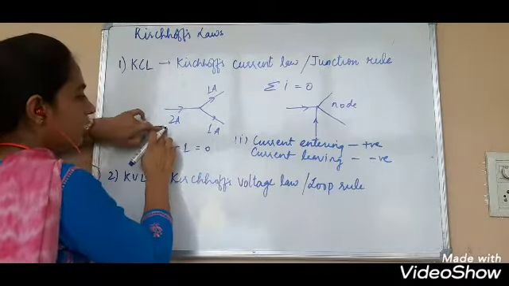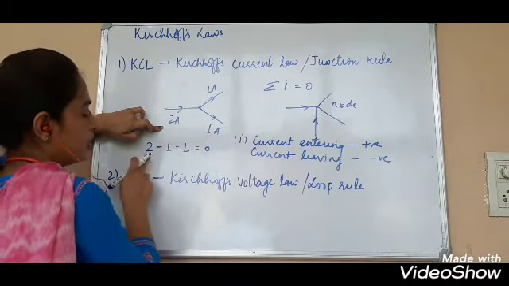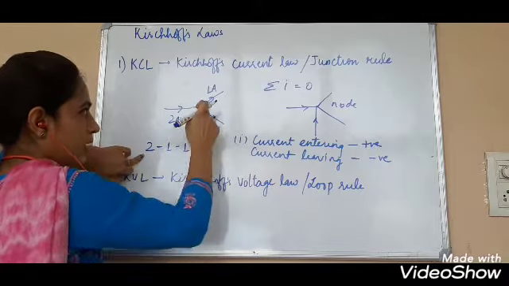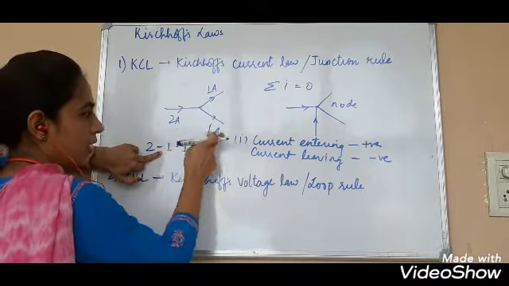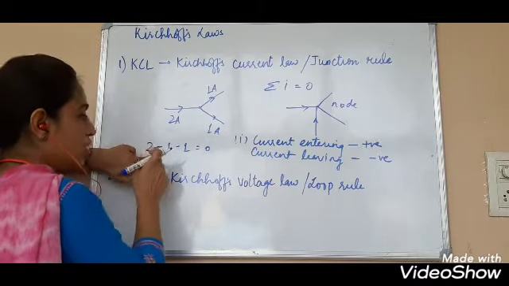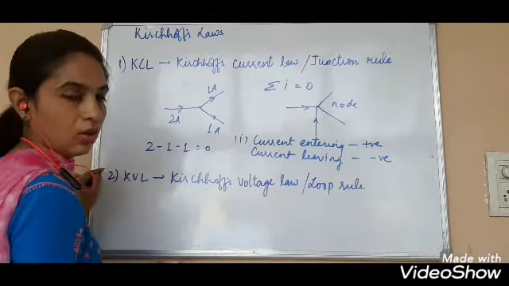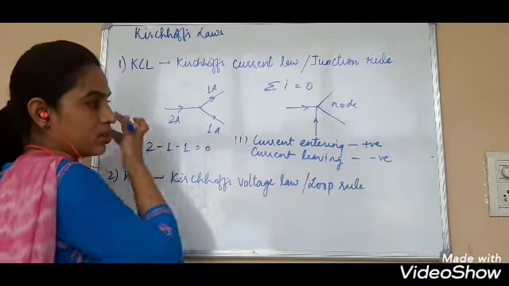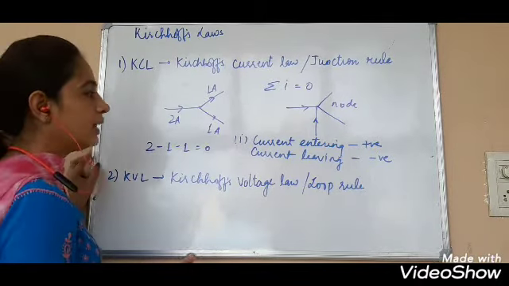Here the current entering is 2 ampere. This current is entering the junction, so it is taken as plus 2. This 1 ampere is leaving the junction, so it is taken as minus 1. The other is also taken as minus 1 because it is leaving the junction. So the summation of all the currents entering and leaving a junction is 0. That is KCL.